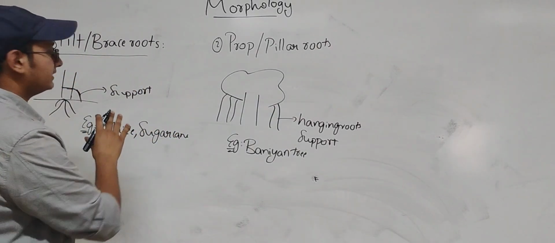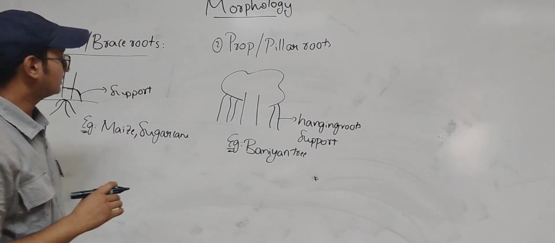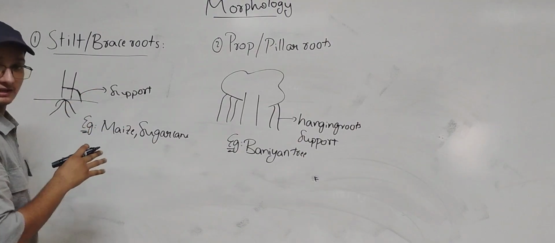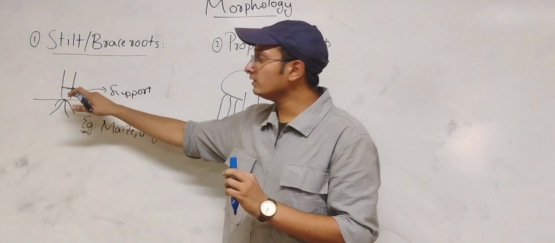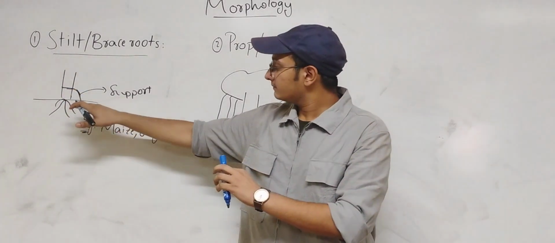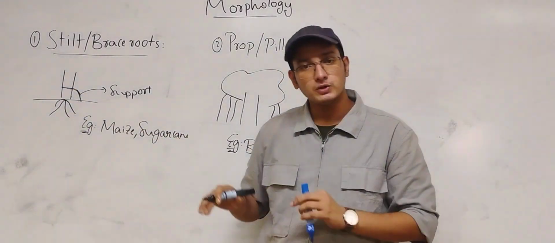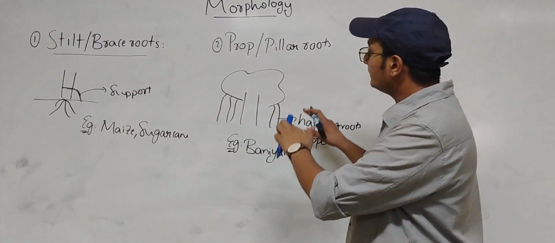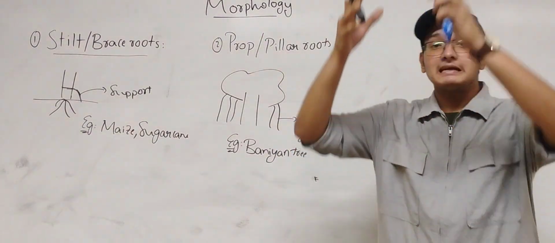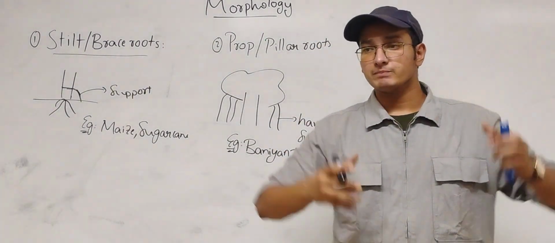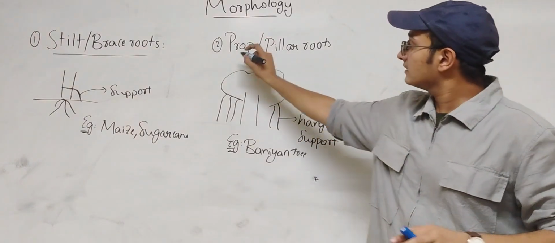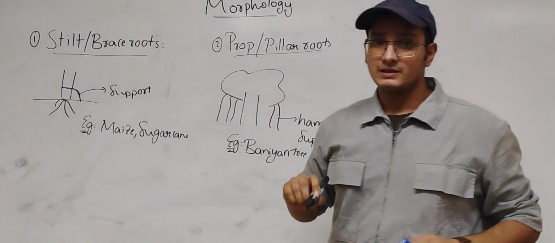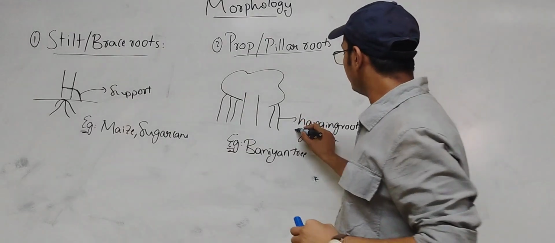See the difference between them, as you might be confused. In stilt or brace roots, the adventitious roots are formed from the lower part of the plant, seen in maize and sugarcane. But in prop or pillar roots, the roots are like pillars. If you see a banyan tree, we can see many hanging roots, known as prop or pillar roots. They are helpful in giving support.